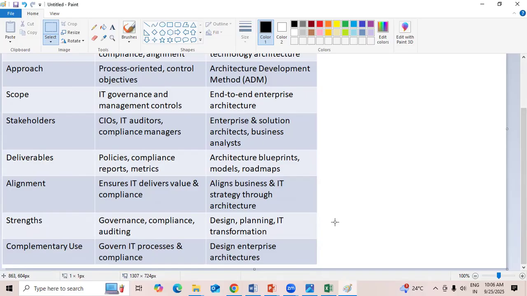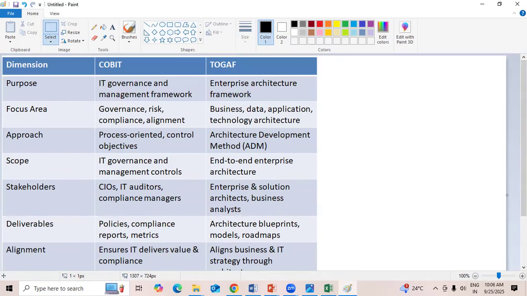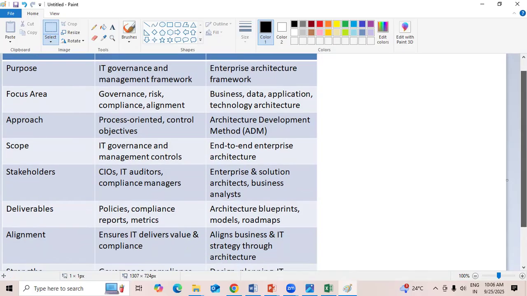Next, complementary use. When it comes to complementary use, for COBIT it is IT processes and compliance. But when it comes to TOGAF, designing enterprise architecture is what we generally use it for. So this is how, generally, you can differentiate between COBIT and TOGAF.